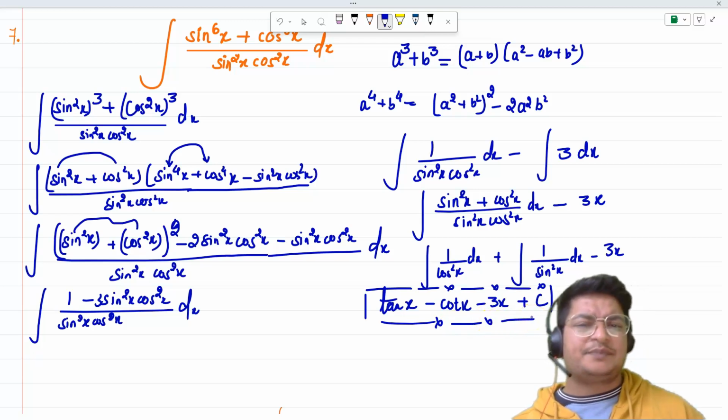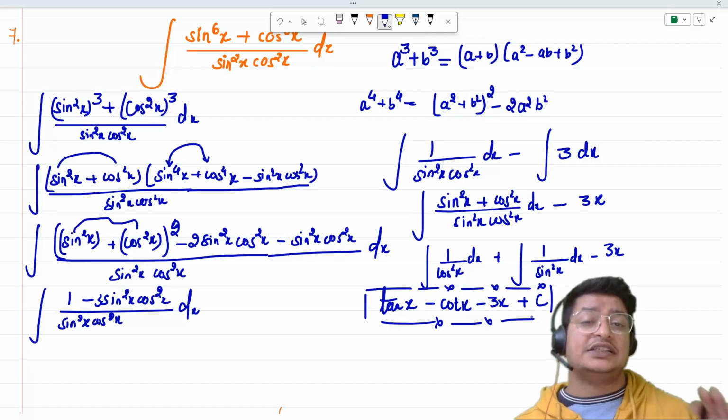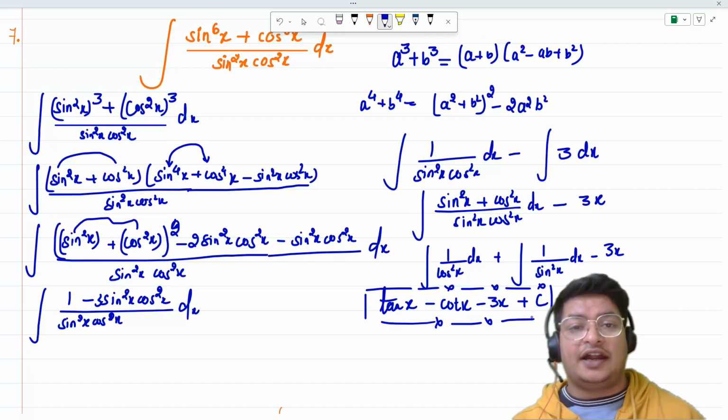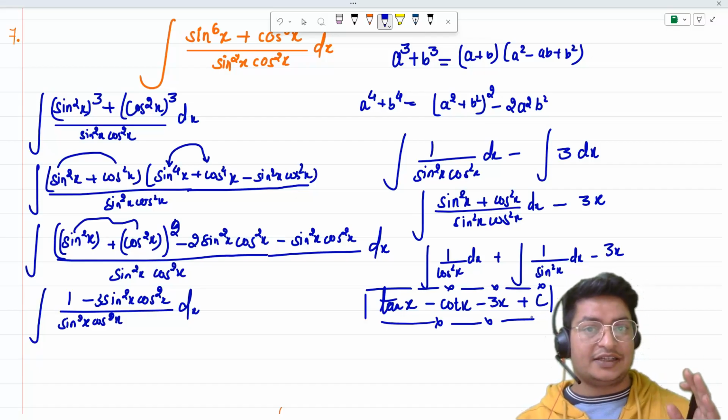So this is the basic integration that we had, and we have understood how we have to solve it. It's a basic one, but here we have used so many basic and important algebraic identities and also trigonometric identities.